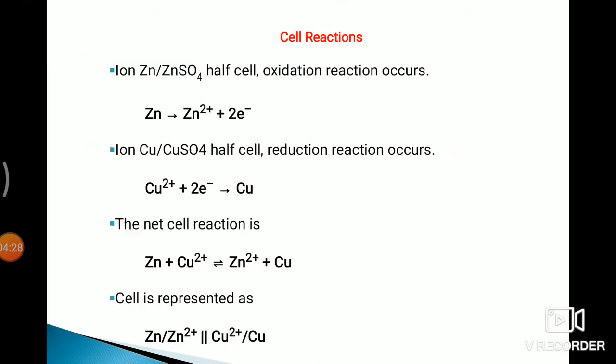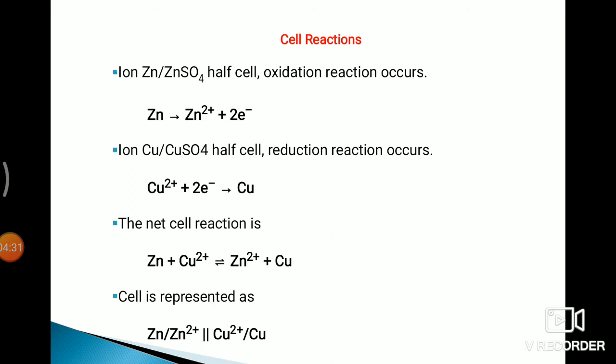Then the cell reaction at the anode: zinc gets oxidized, means zinc produces Zn2+ plus 2 electrons. This is the one half cell, and at the cathode a reduction reaction takes place, means Cu2+ plus 2 electrons gives Cu, and the net reaction is Zn plus Cu2+ gives Zn2+ plus copper. So in this way we have studied the topic construction and working of the Daniell cell.